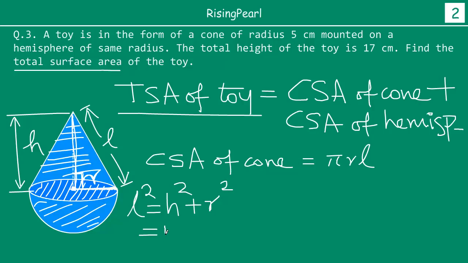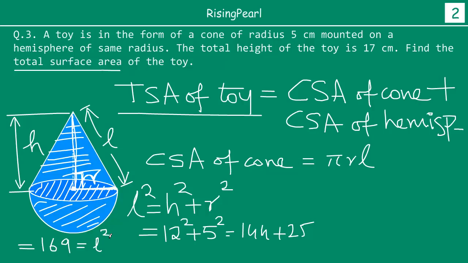h is 12, so 12 square plus 5 square, which will be 144 plus 25, that will be 169. So 169 will be L square. Now if you take the square root of both sides, 13 square is 169, so L is equal to 13 centimeter.